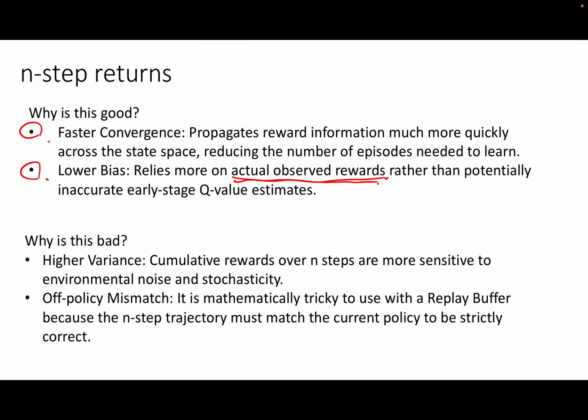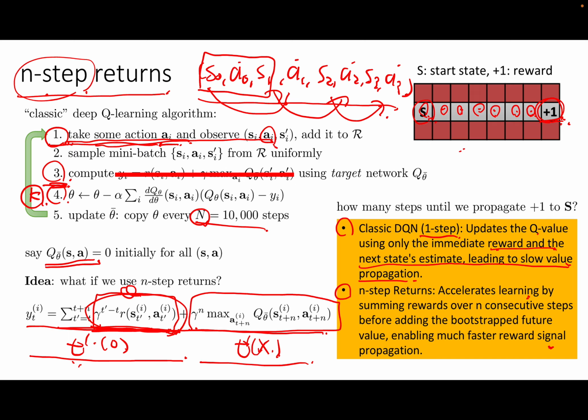And off-policy mismatch. It is mathematically tricky to use with the replay buffer, because the n-step trajectory must match the current policy to be strictly correct. So this is the thing that I just mentioned before. In the first step, we take action several times, but the transitions from state 0 to state 1, state 1 to state 2, state 2 to state 3 might not be optimal transitions, because our action is not optimal, right? So such transition data might not match the optimal one.